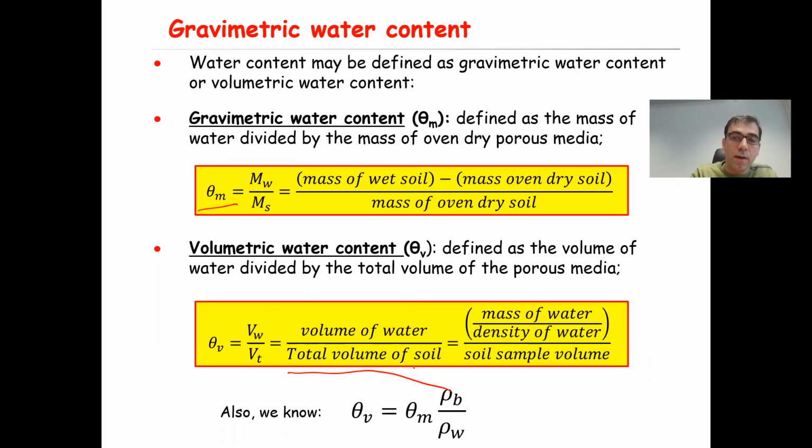In other words, instead of volume of water, I write mass of water divided by density of water, and total volume of soil. So you have the soil sample volume. And we derived this equation in the previous lectures, that is theta V, the volumetric water content, is theta M, the gravimetric water content, times the bulk density rho B divided by rho W. So you knew already these definitions from previous lectures.